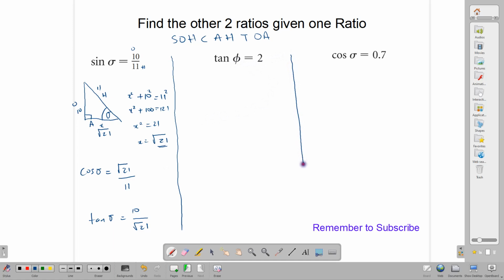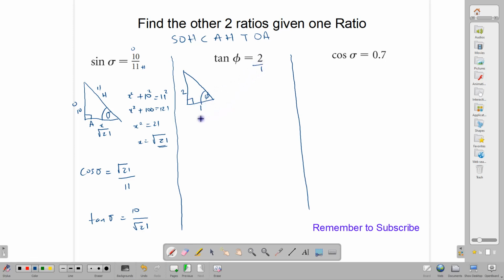Now this angle here, we have another one. Let's practice it again. The tangent of the angle here is equal to 2. Let's draw a triangle. That's how we start them. Tangent is equal to opposite over adjacent. Opposite over adjacent, put in an angle. Then this is the opposite side, which means that this has to be 2 and this has to be 1, because for us to get 2, we have to have 2 divided by 1.